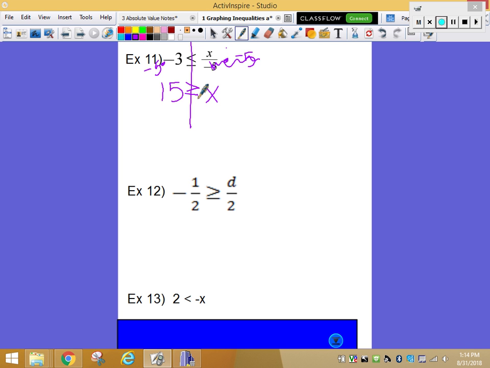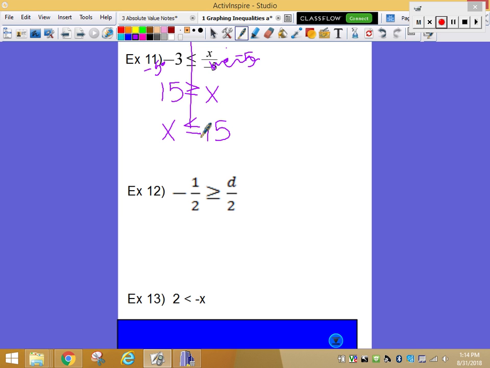Now, we're not done. Does anyone see why we are not done? Hopefully, you see the x is on the wrong side. So I'm going to flip my x and my 15. And remember, when you flip those, you also flip your inequality. Okay? So that's example 11.